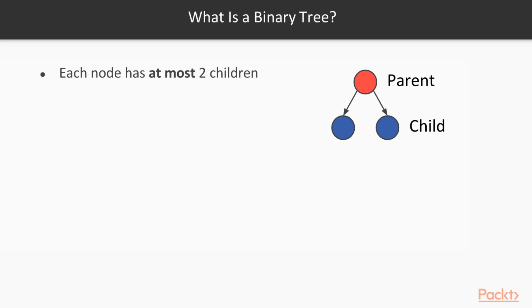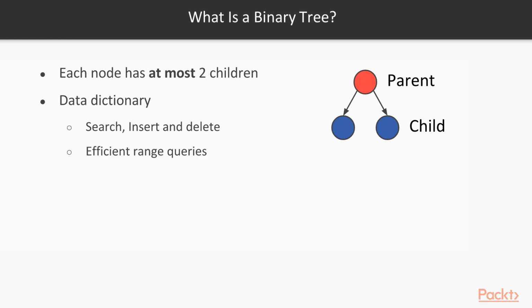Binary search trees are another solution to the data dictionary problem. They implement search, insert, and delete. In addition, they can implement efficient range queries, where you can search from a particular key to another. If the tree is balanced, it has a worst runtime of order log n. Let's now have a look at some of its structure and terminology.